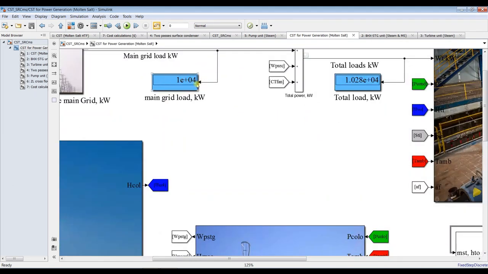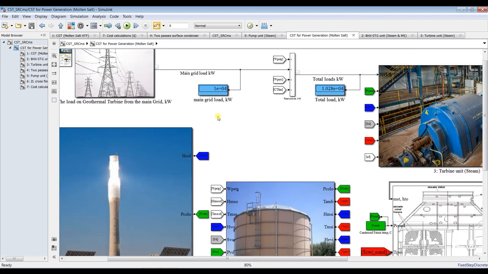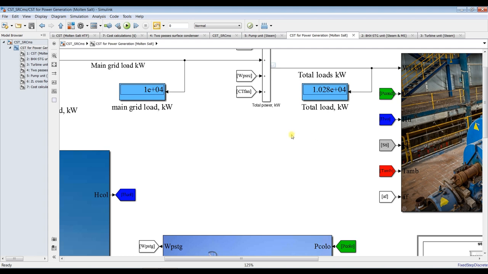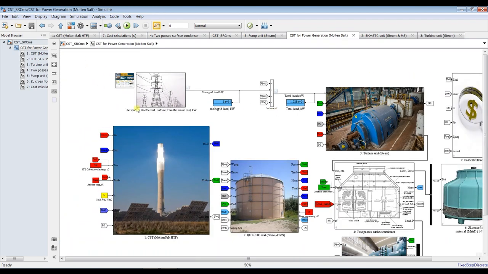This is your 10 megawatts you already assigned, and this is total load on turbine unit because we have here pumping through the boiler heat exchanger, and we have the main steam Rankine cycle pump. So this is the summing of all loads, and there is a fan inside the cooling tower, so you will find your results around 10 megawatts plus 280 or 300 kilowatts as an extra load. Okay, let's go inside unit by unit and see our results.